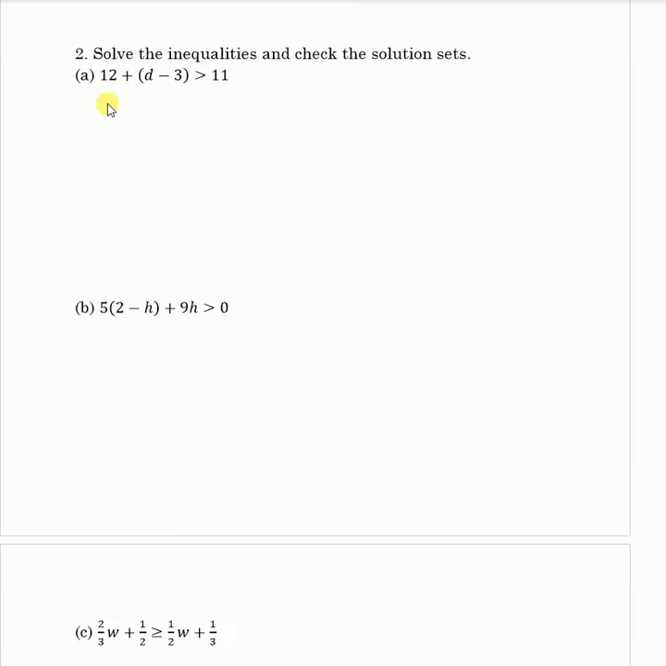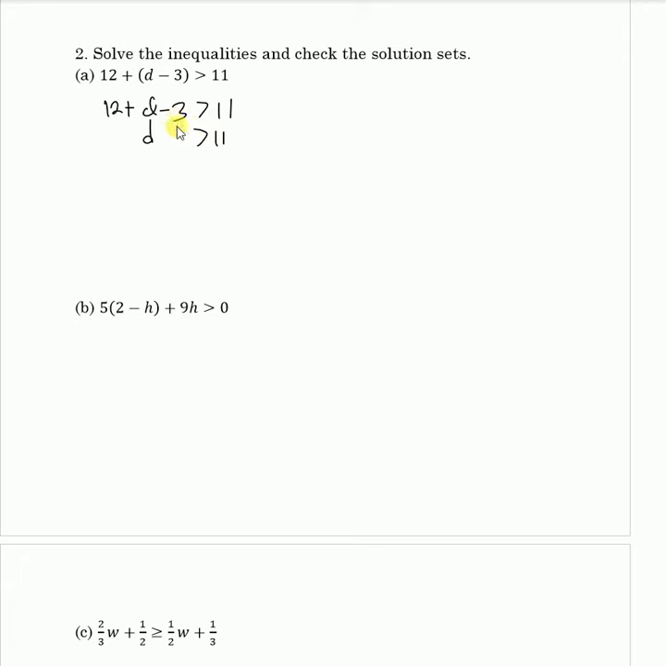Example 2 is saying that solve the inequalities and check the solution sets. Now we have 12 plus d minus 3 greater than 11. We shall open the brackets there. There is nothing special, but they put it in the brackets. 12 plus d minus 3 greater than 11. Let us remain with the d alone on the left hand side. So we take the rest to the right. So d is greater than 11.